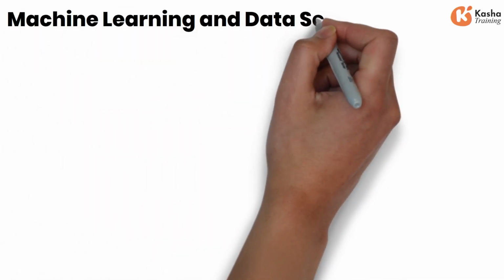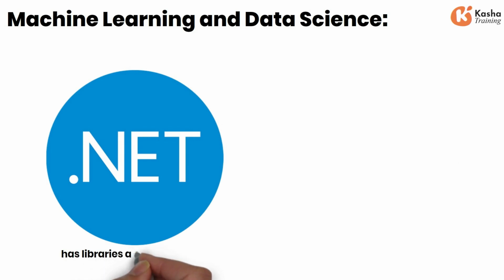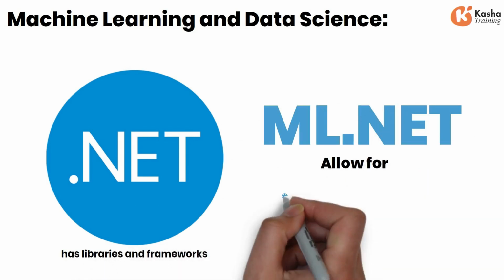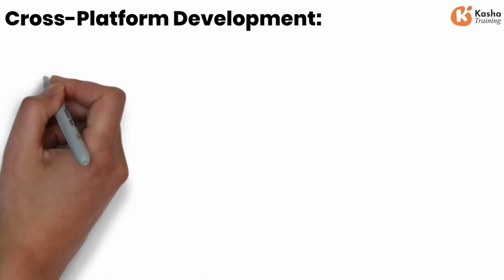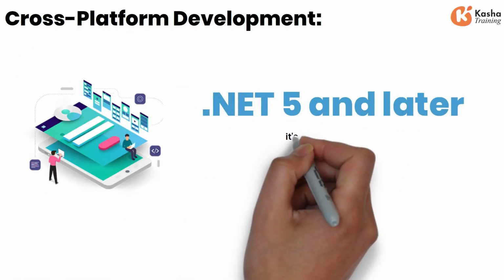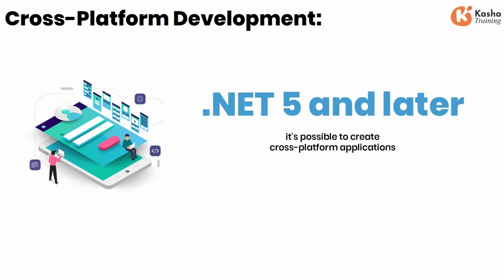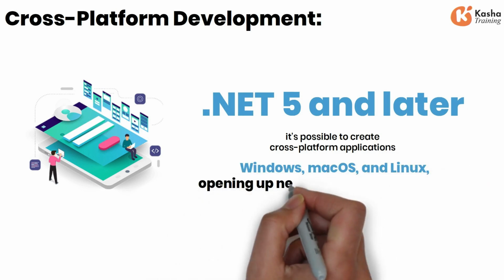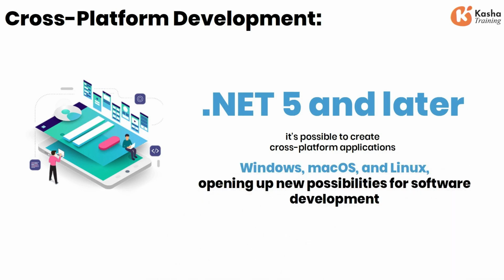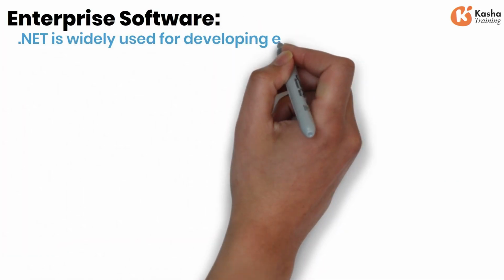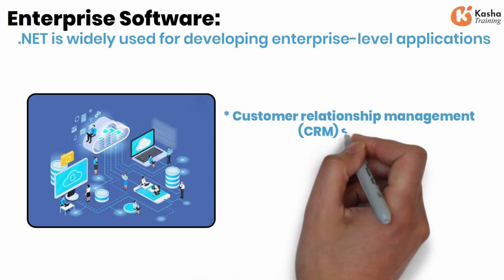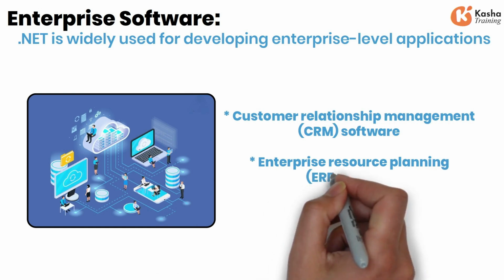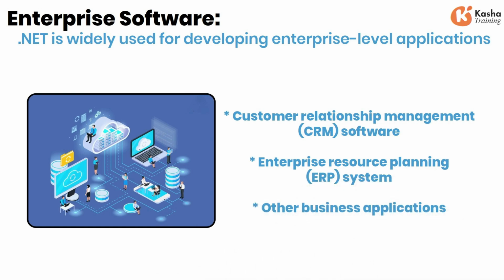Machine learning and data science. .NET has libraries and frameworks like ML.NET that allow for machine learning and data science applications. Cross-platform development. With .NET 5 and later, it's possible to create cross-platform applications that run on Windows, macOS, and Linux, opening up new possibilities for software development. Enterprise software. .NET is widely used for developing enterprise-level applications, including customer relationship management, CRM, software, enterprise resource planning, ERP, systems, and other business applications.